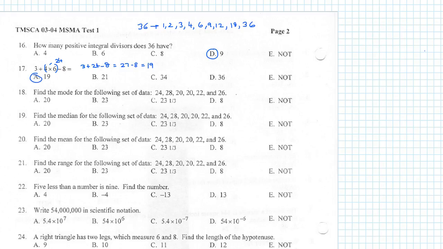Question 18, find the mode for the following set of data. Mode is the number that occurs most frequently, most frequent occurring number. So let's see, 24 occurs only once, 28 occurs only once, 20 occurs twice, and then 22 and 26 occur only once. So clearly 20 is the mode, so we'll select A as the answer.